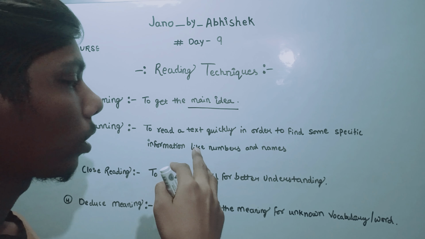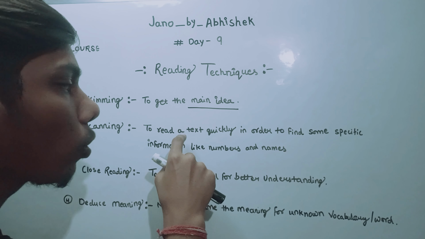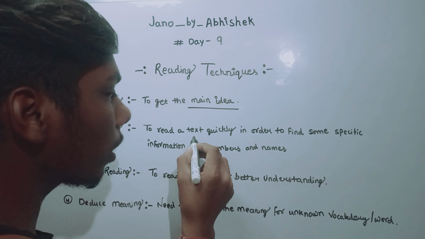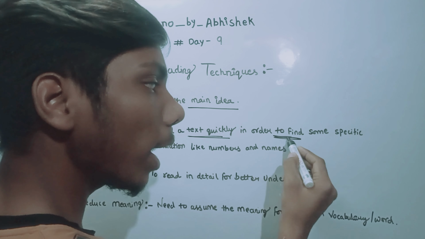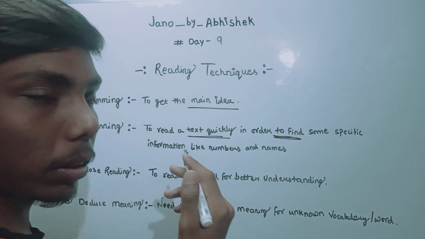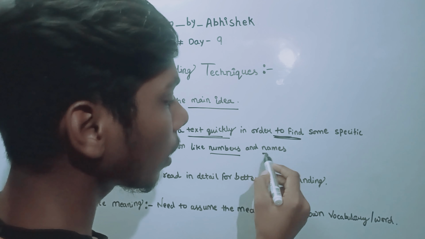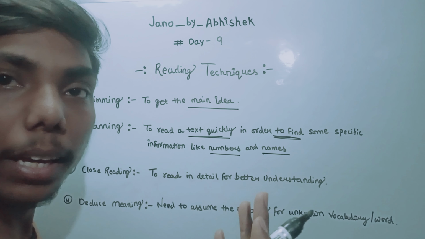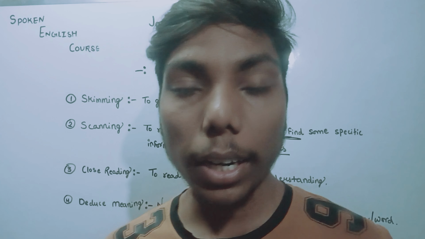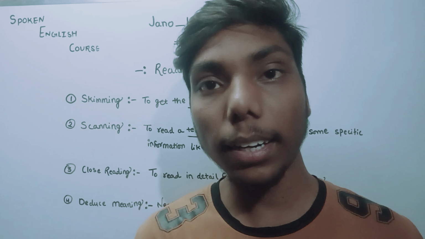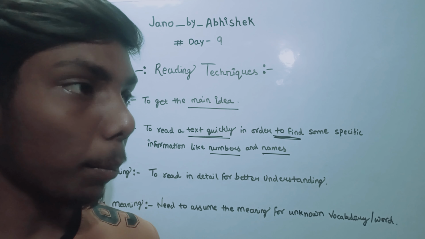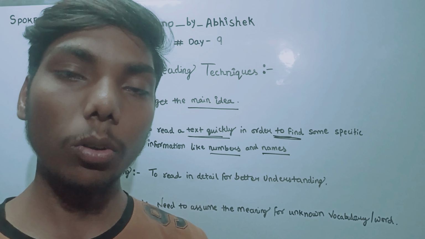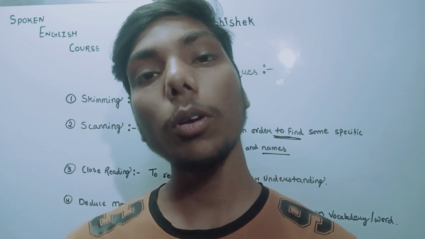Now the second one we use in our daily life is scanning. In scanning, we also read the text quickly, to find some specific information, like numbers and names. Numbers can be any kind of data: a year, a date, a birth date. Any data in the form of a number, and a name can be of a person or of an institute.